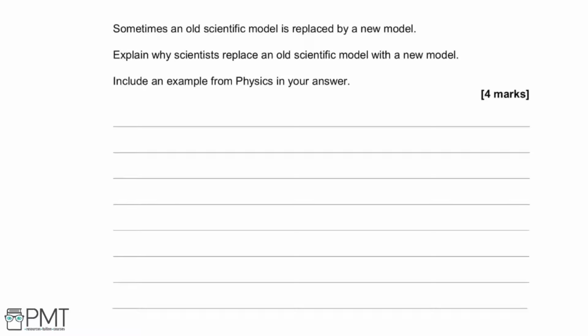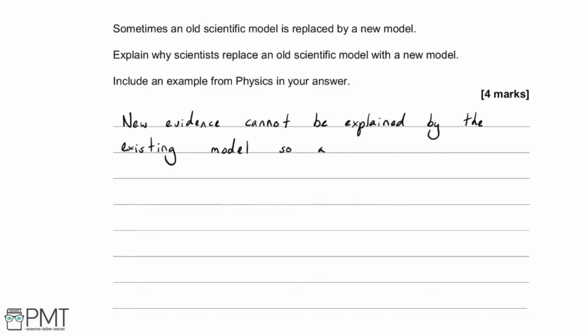Sometimes an old scientific model is replaced by a new model. Explain why scientists replace an old scientific model with a new model, and include an example from physics in your answer. Well, as we've said before, a scientific model is an idea based on observations and data that we've made. And so if that model is replaced, then it's going to be because we've made new observations or found new data that contradicts the model that we've got already, and so we have to come up with a new model that will explain it better. And so what we would write is, new evidence cannot be explained by the existing model. So a new model is made which can explain it.